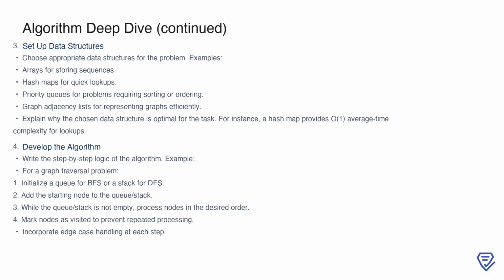Once the data structures are in place, the focus shifts to developing the algorithm. This involves outlining the step-by-step logic needed to solve the problem. Consider a graph traversal problem. You would initialize a queue for BFS or a stack for DFS, add the starting node, and process nodes one by one while marking them as visited to prevent redundant processing. At each step, you should also account for edge cases, ensuring that the algorithm handles special scenarios gracefully.